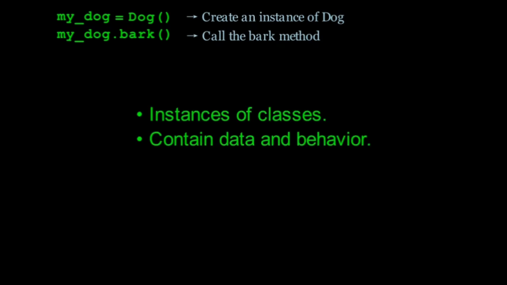In the code, here we create an object called myDog as an instance of the Dog class that we have created earlier. We then call the bark method on this object, which will execute the code we defined in the class, printing woof. To access a method, we use the object name.method.